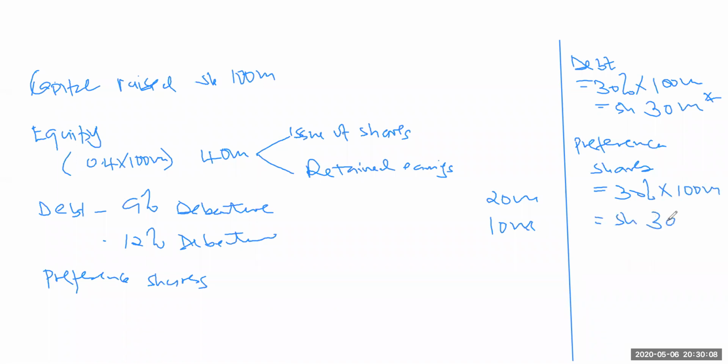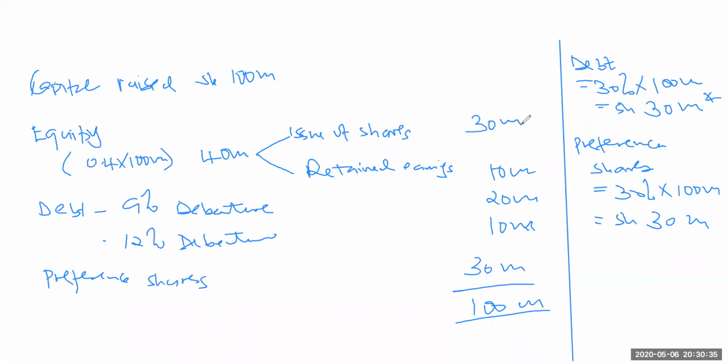Don't forget, for the preference share, there's no break. Irrespective of the amount you're going to raise, it will come from one preference share. So 30 million, total 100 million. From retained earnings, the maximum we are going to obtain is 10 million. The balance, that is 40 minus 10, is from the issue of shares, 30 million.